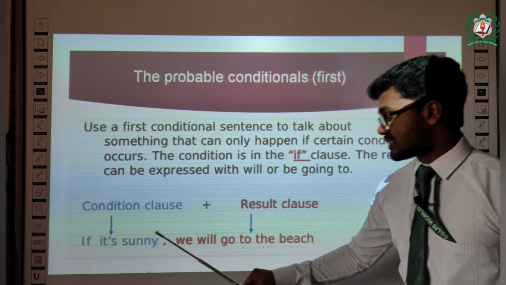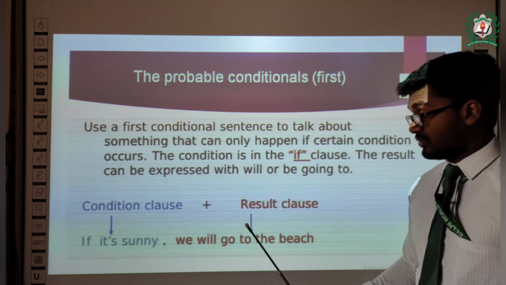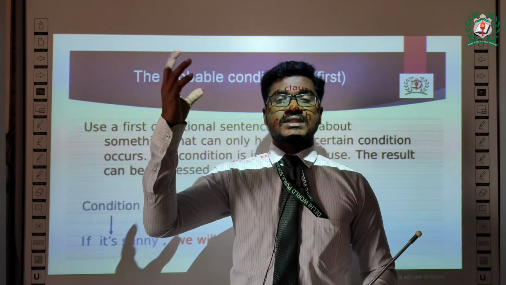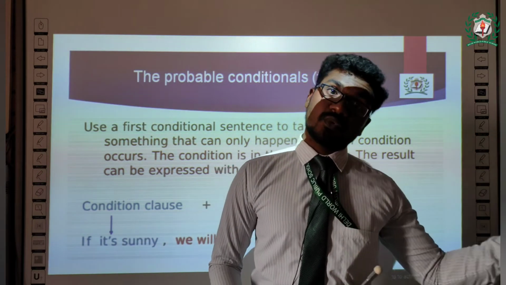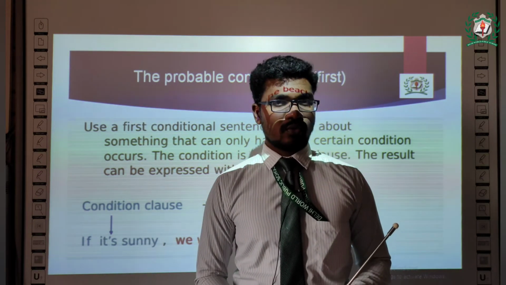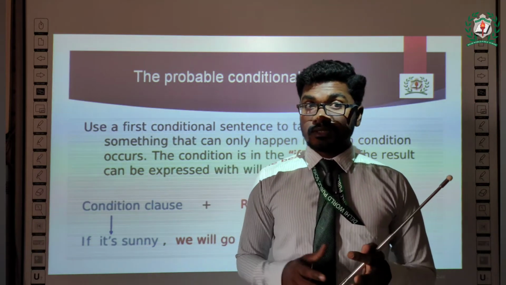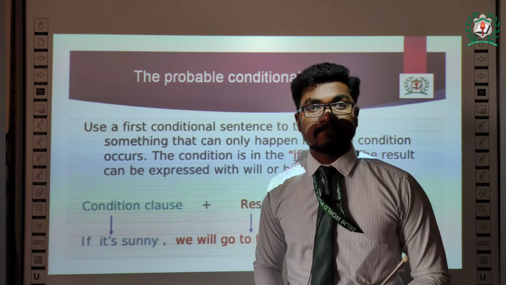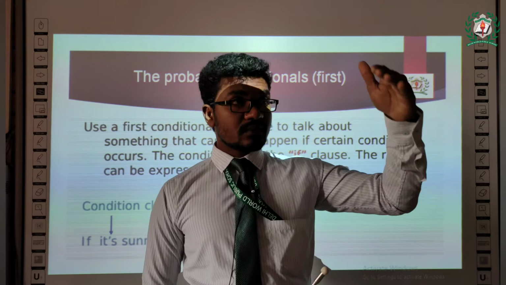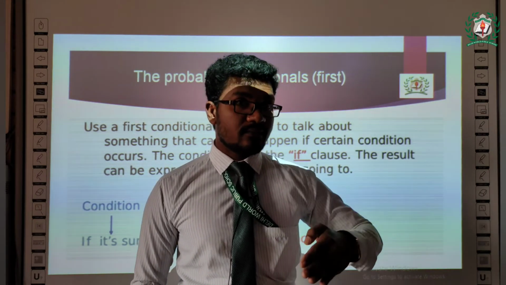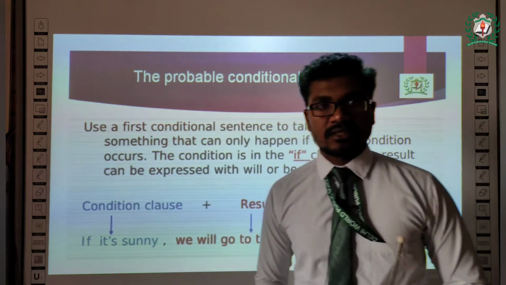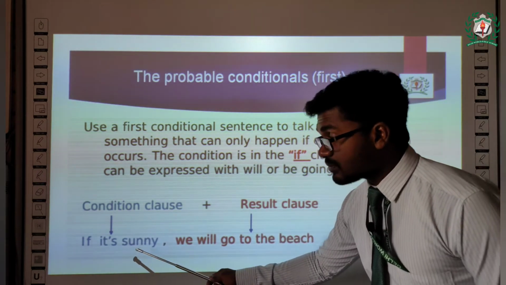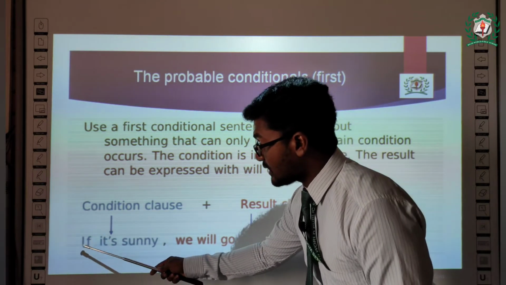Let's see. If it is sunny, we will go to the beach. The possibility is there, right? Tomorrow, if it is sunny, then the possibility is what? We can go. So the possible thing is with the first. If it is sunny, that means expecting that tomorrow, if it is sunny, we can go to the beach. If it is not sunny, they will not go. So the possible thing which can occur is in the first conditional.